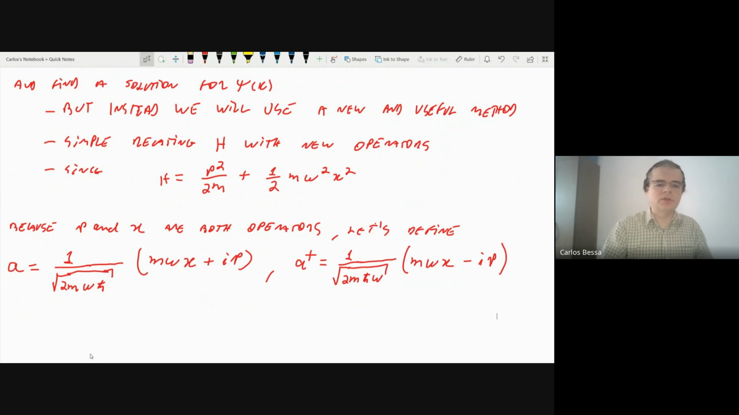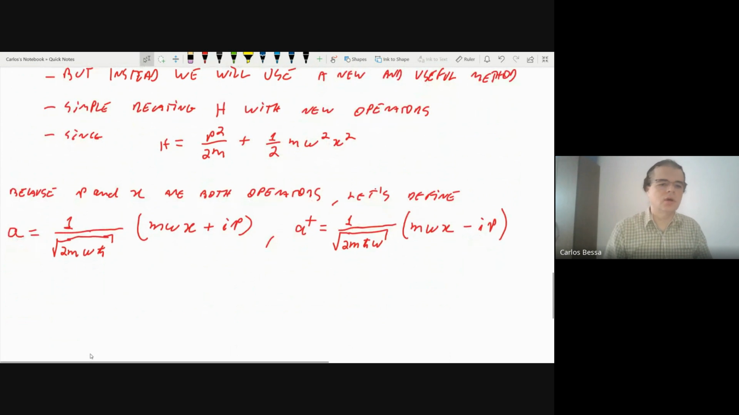And you see the names for these operators. Actually, A is called the annihilation operator and a dagger the creation operator, but we justify these names in the end. So now let's see some properties.